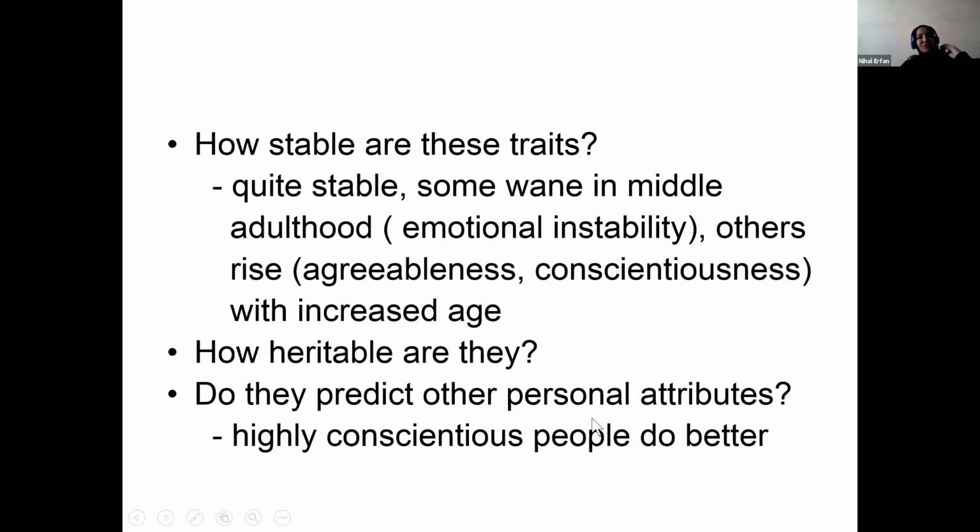Okay, so how stable are these traits? They're quite stable. They could vary somewhat in adulthood, all right, but then eventually they are stable. Some could rise with increased age, so as you get older and wiser, okay? Conscientiousness may increase, so your sense of self-discipline and organization, and agreeableness. These tend to increase as you get older. They are heritable.